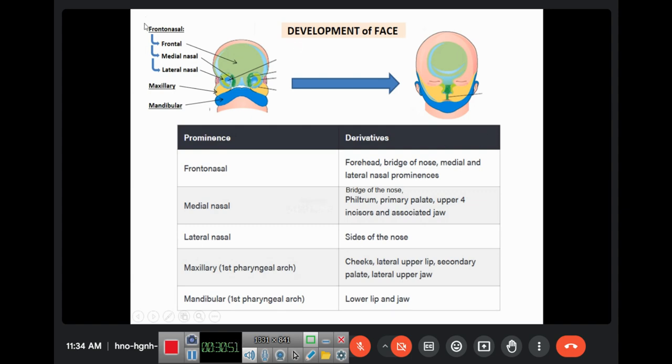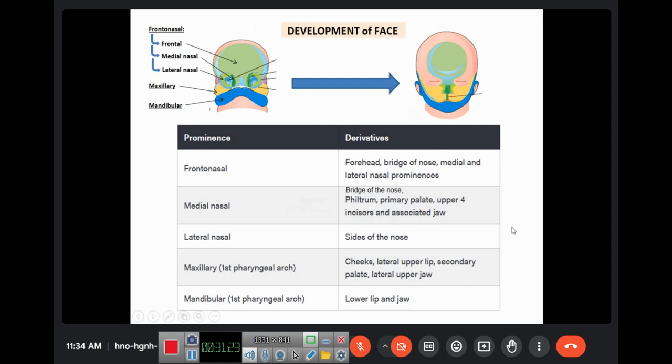So, frontonasal process, green, is next subdivided into the frontal process. It will make the forehead of the embryo. Medial nasal process, paired left and right, and lateral nasal processes. Maxillary processes are seen here, and mandibular process forms the lower jaw.